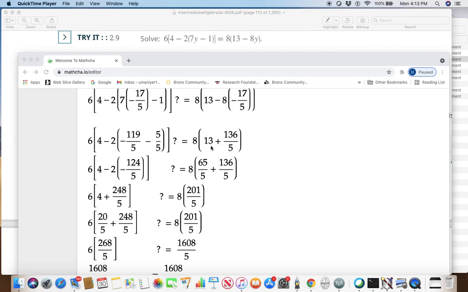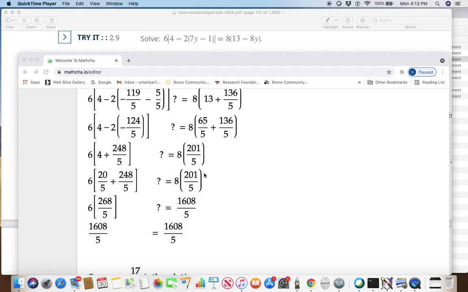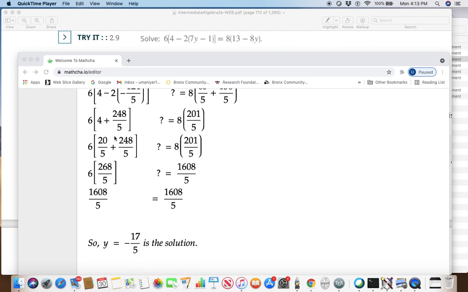Now here, common denominator I want is 5. So 13 is rewritten as 65 over 5. Coming down, this multiplication now takes precedence, right? This times this is positive. 2 times 124 is 248 over 5. Here, you already have common denominators, so you can simply add them up to get 201. Here, I need a common denominator, so 4 is rewritten as 20 over 5.